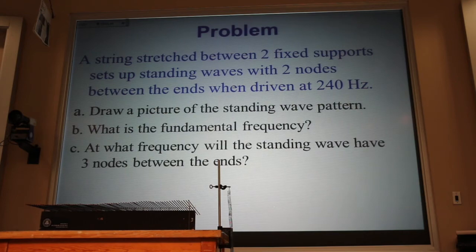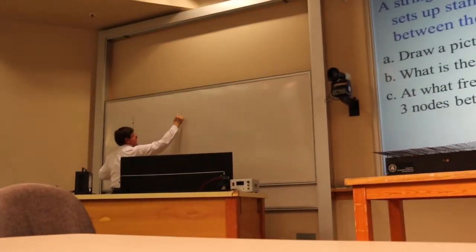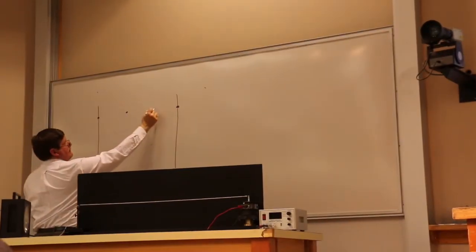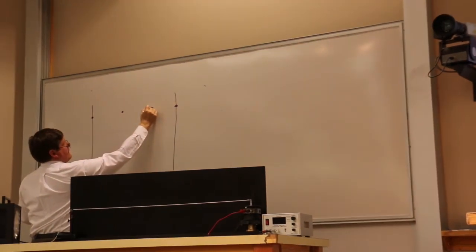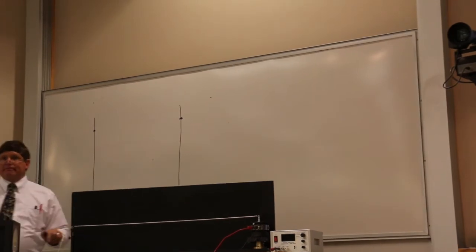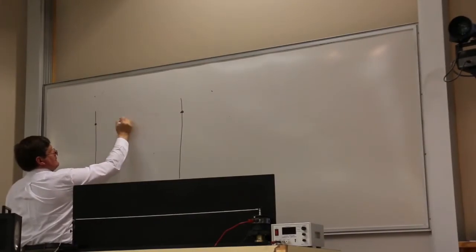I've got two extra nodes besides the nodes at the end. Now, the nodes have to be evenly spaced, so I'm going to have a node here and a node there. Wait, how do you know that you get two in the middle? That's because it says there's two between the ends. It says they're fixed at the ends, and there's two nodes between the ends. Okay. Let's solve this problem.